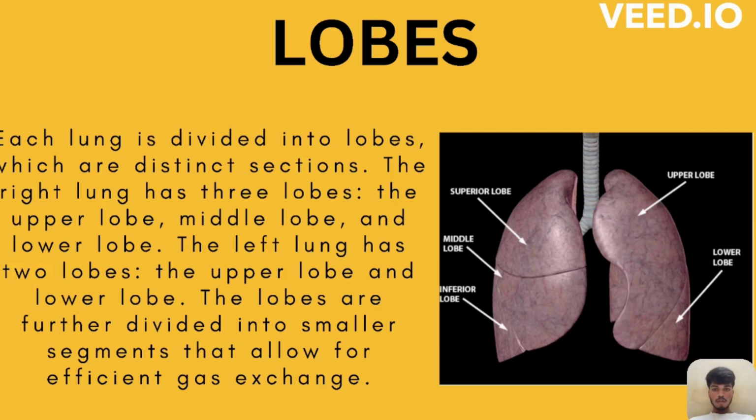Each lung is divided into lobes, which are distinct sections. The right lung has three lobes: the upper lobe, middle lobe, and lower lobe. The left lung has two lobes, the upper lobe and the lower lobe. The lobes are further divided into smaller segments that allow for efficient gas exchange.